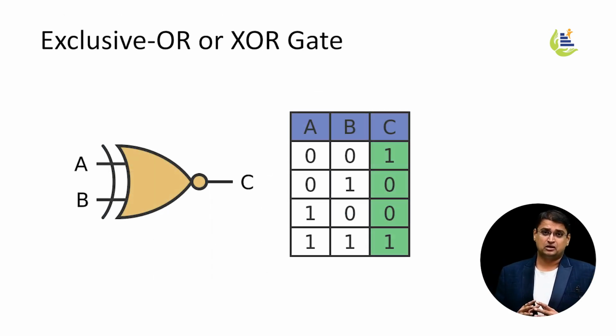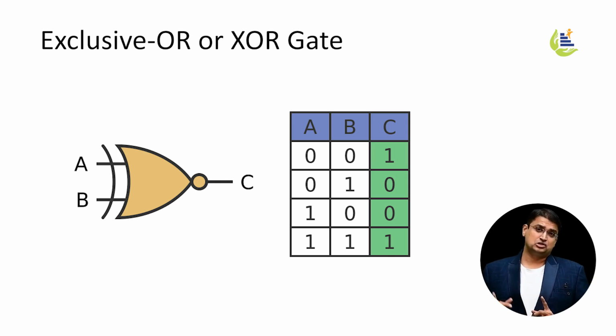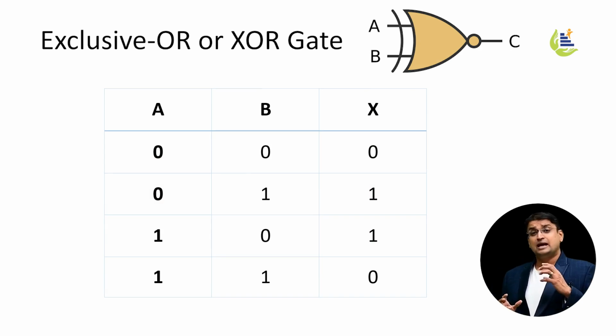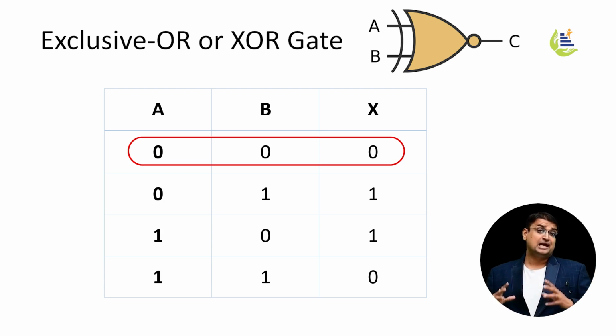Exclusive OR gate or XOR gate, it performs based on the operation of OR gate. It returns true only if one condition is true from both the conditions, otherwise it returns false. Let's understand this by using truth table, where A and B are inputs and X is output, where output X is represented by A XOR B or A bar B plus A B bar. Let's say both the inputs A and B are 0. So the output is 0 because both the inputs are same.